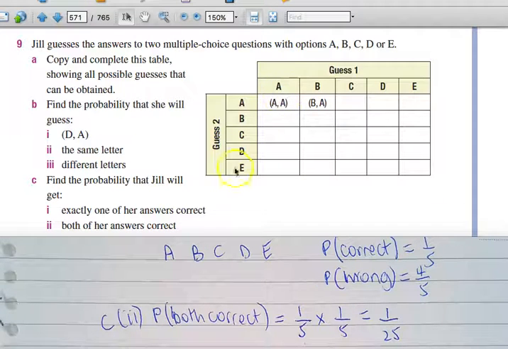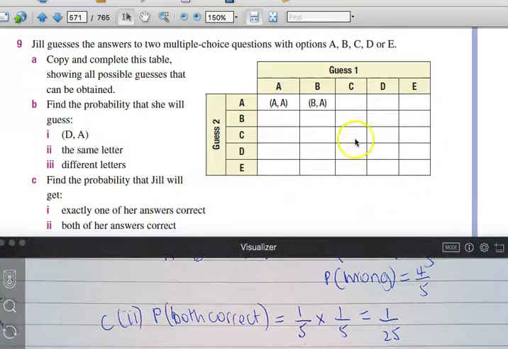How many cells would have D? Let's say the answers were D and A. That for question 1, the answer was D, and question 2, the correct answer is A. How many cells will have that answer of D for question 1 and A for guess number 2? Isn't it only in one cell? So how many cells are there? 25. That's why she's got a 1 in 25 chance of getting them right.